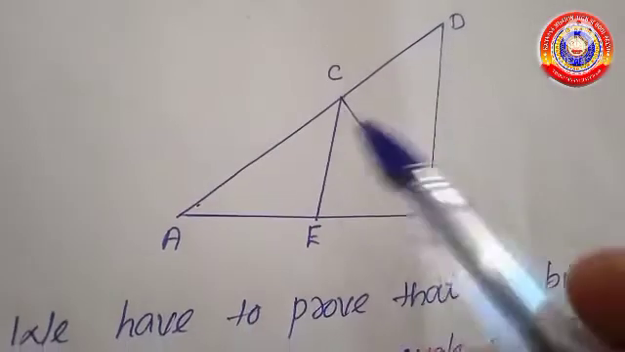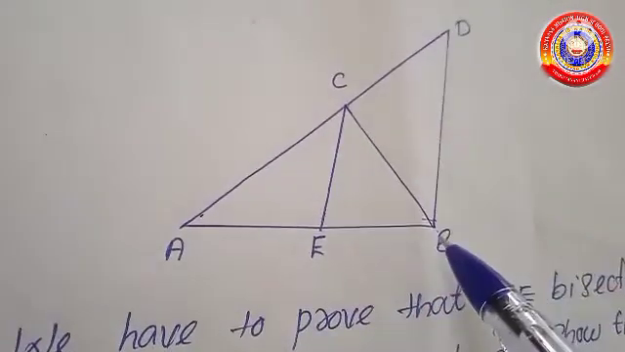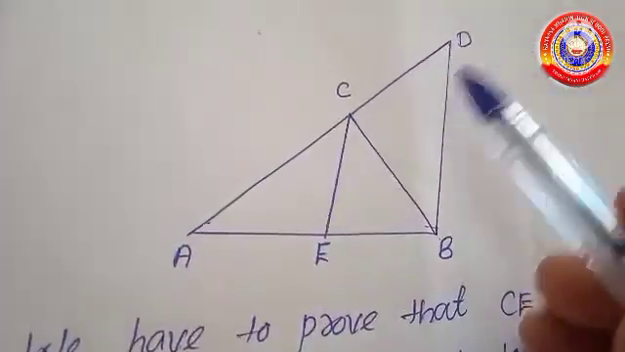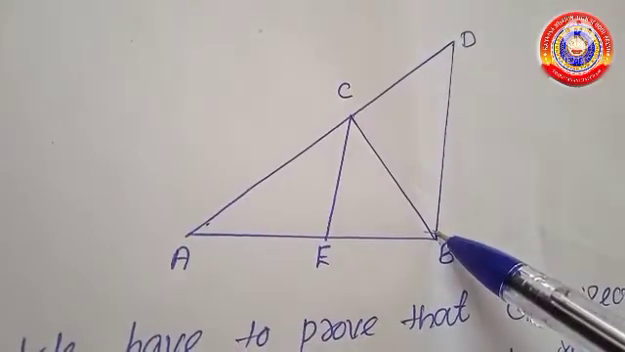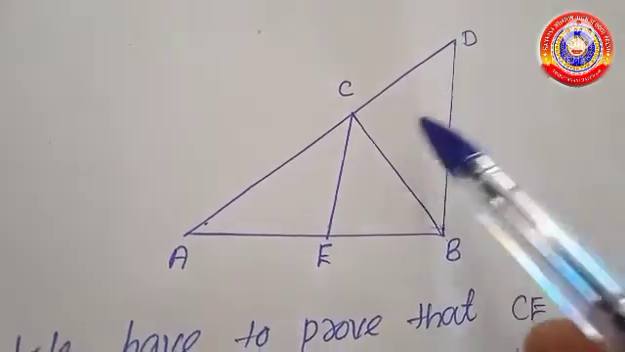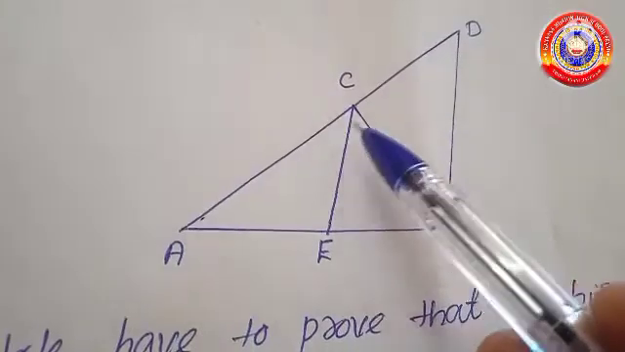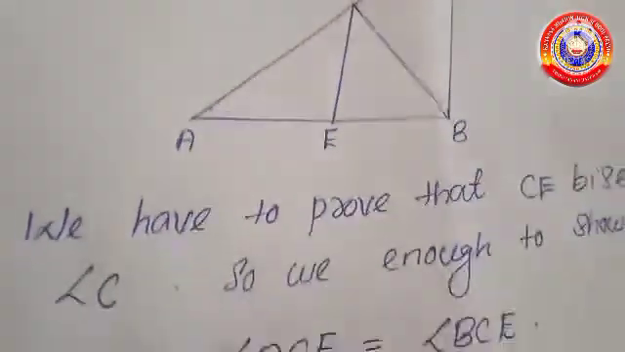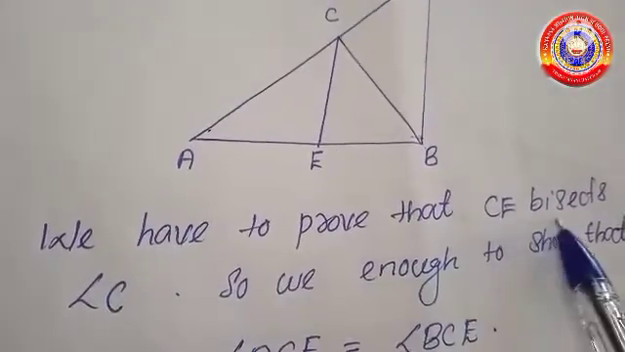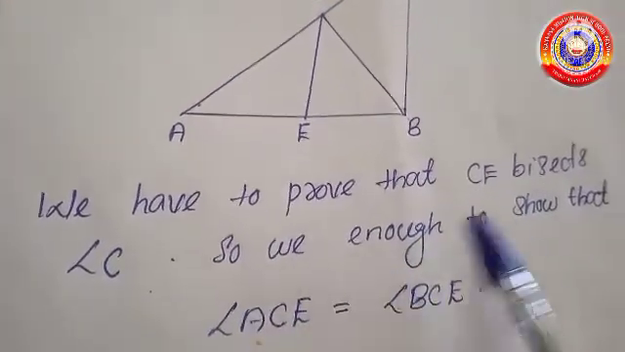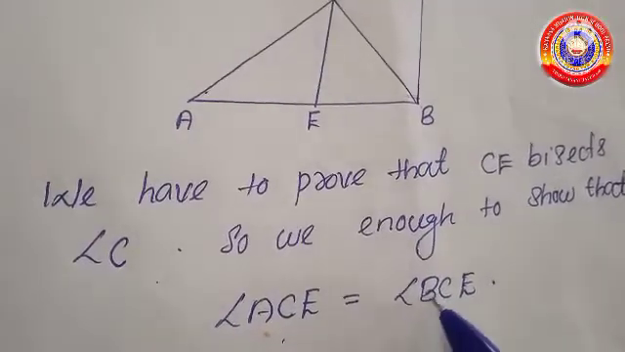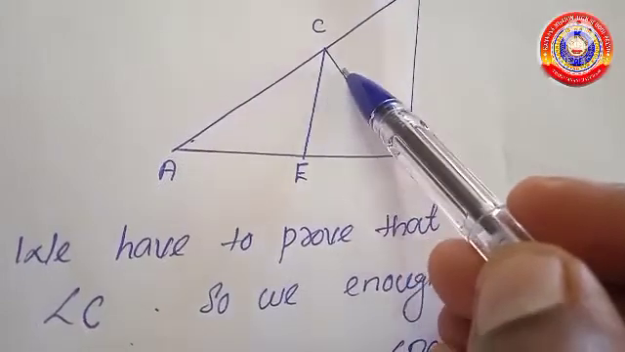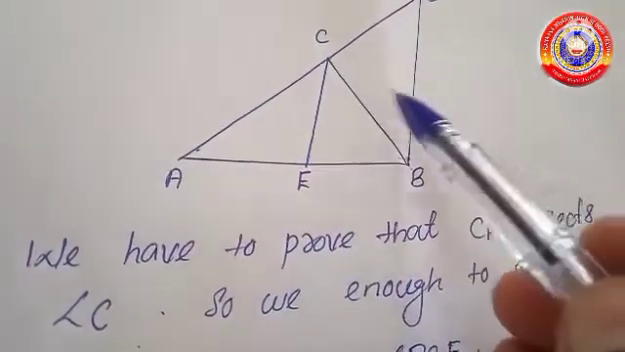How? Here, given that side AC of triangle ABC is extended to D by adding the length of the side BC. CE is a line through angle C. We have to prove that CE bisects angle C. So it is enough to show that angle ACE equals angle BCE.